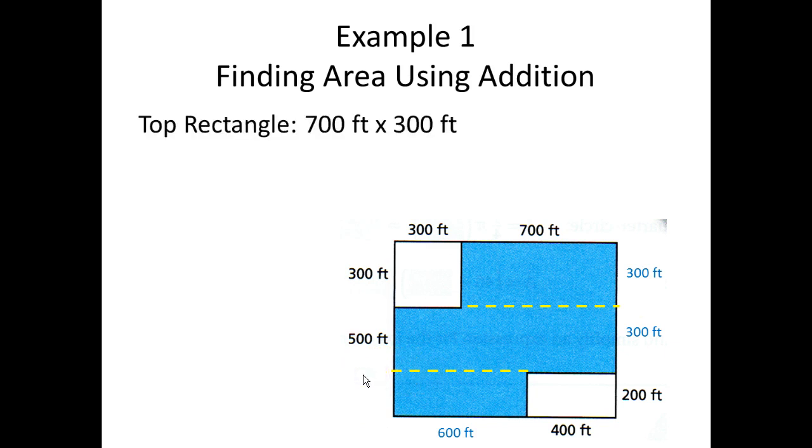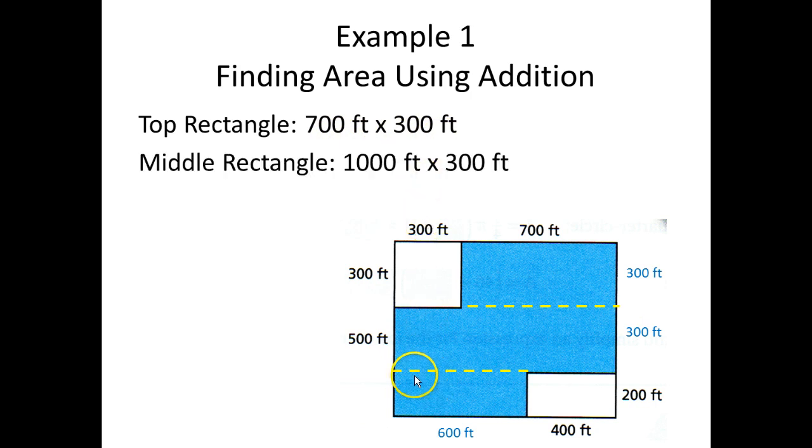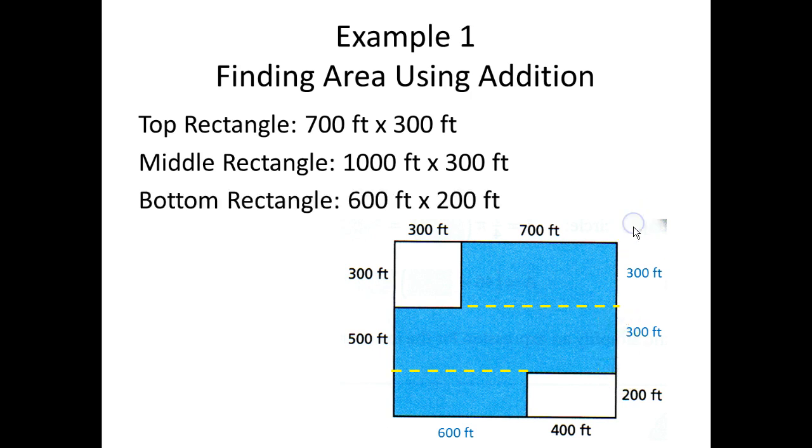So notice once again that the top rectangle here measures 700 feet in width by 300 feet in length. Once again, it doesn't really matter which one you call the width and the length, it just depends on your perspective. So the top rectangle's dimensions, like I said, is this here. The middle rectangle is 1,000 feet by 300 feet. So this measures 1,000 feet. 600 plus 400 is 1,000, so 1,000 times 300 feet. The bottom rectangle measures 600 feet by 200 feet, because this length is the same as this length here.